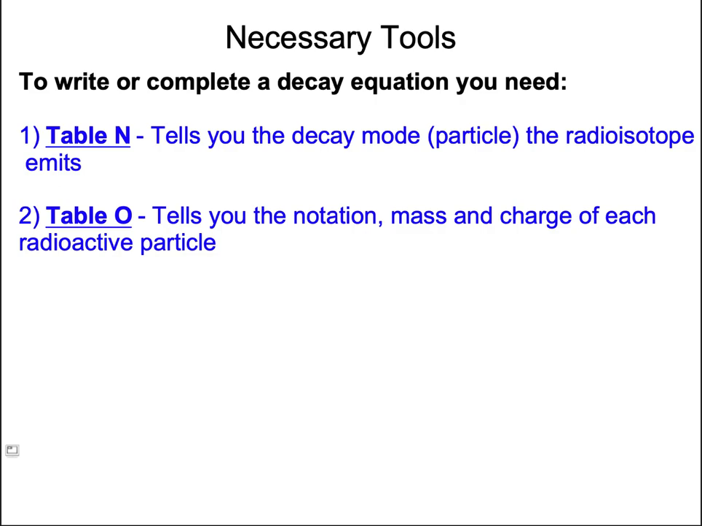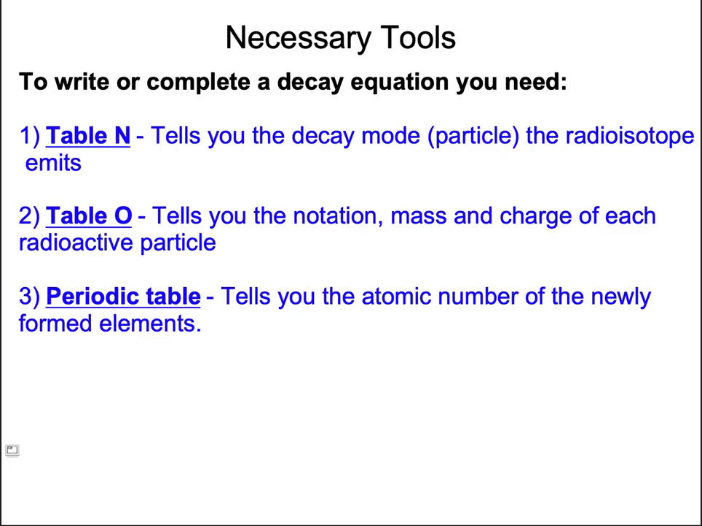So with Table N, let's say you have calcium-37. Table N would tell you that calcium-37 releases a positron, but Table O will tell you what a positron is. So if you don't know a certain term on Table N, you just go to Table O. And then, of course, the good old periodic table.